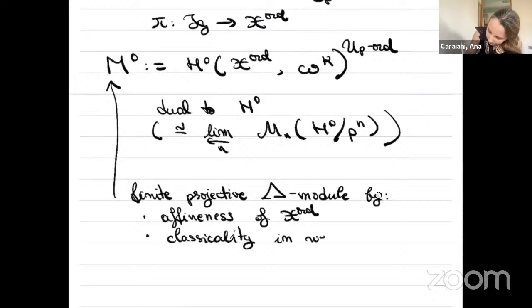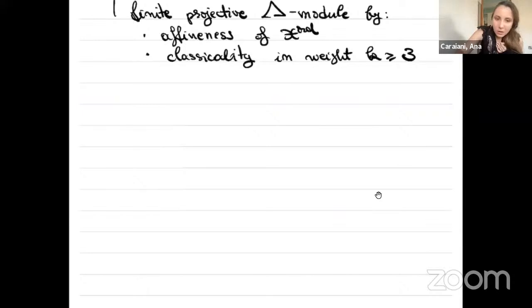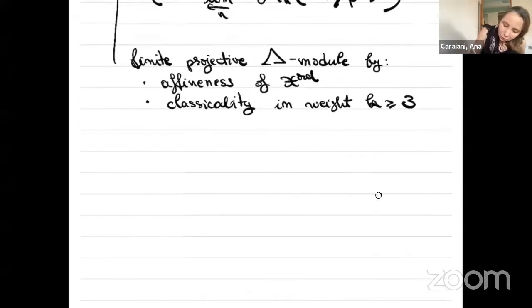So you also need to use classicality, which happens in weight at least 3. And so, for instance, you can reduce modulo the maximal ideal of the Iwasawa algebra. And so to get finiteness, it's enough to understand classicality in a set of representatives for the mod p congruence classes of the possible weights. So, weight greater than or equal to 3 is enough.